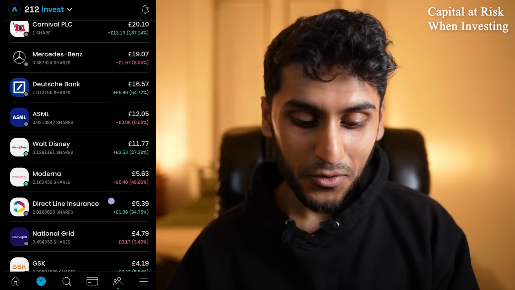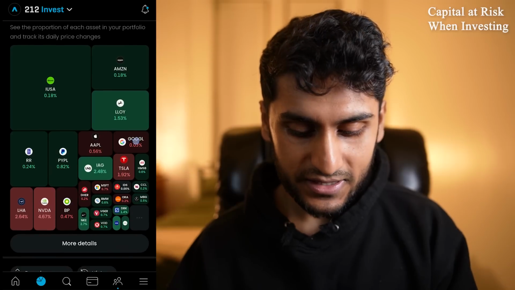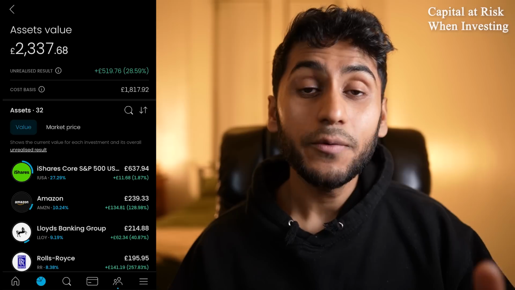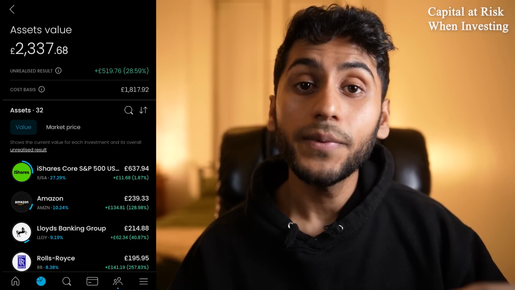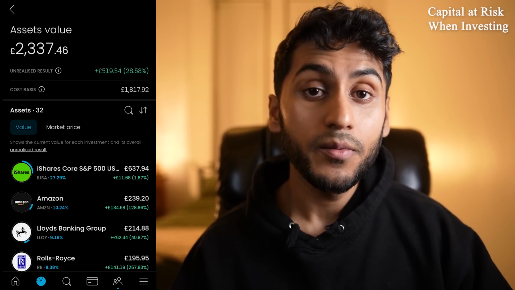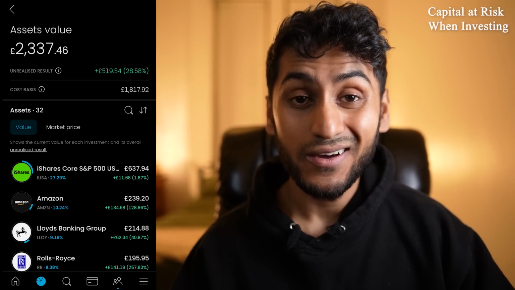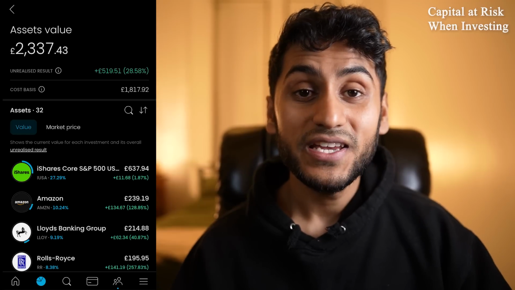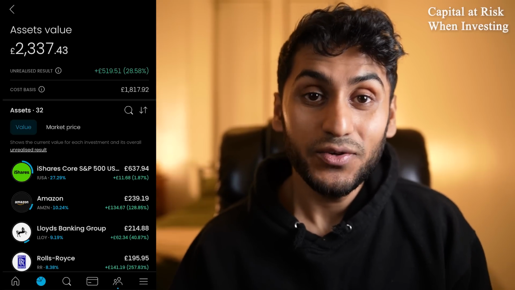So anyway, if we scroll all the way down into asset allocation and just press more details, now we can see a few different things that pop up that are not available on the mobile version yet, and I can't guarantee it will be, but for now, let's check out what Trading 212 is basically doing behind the scenes.